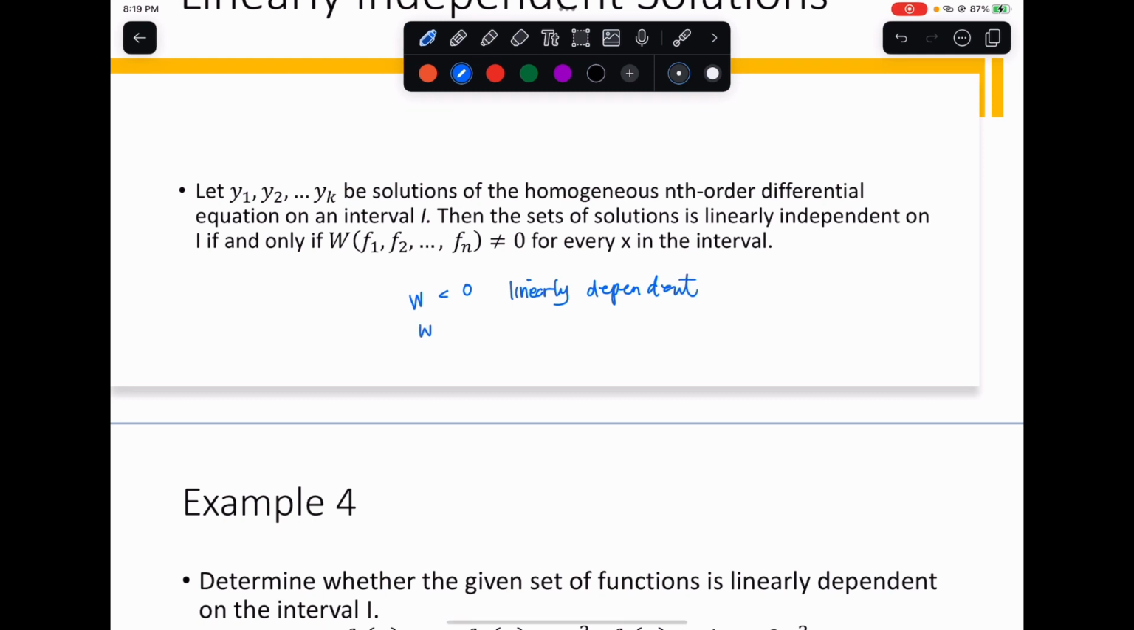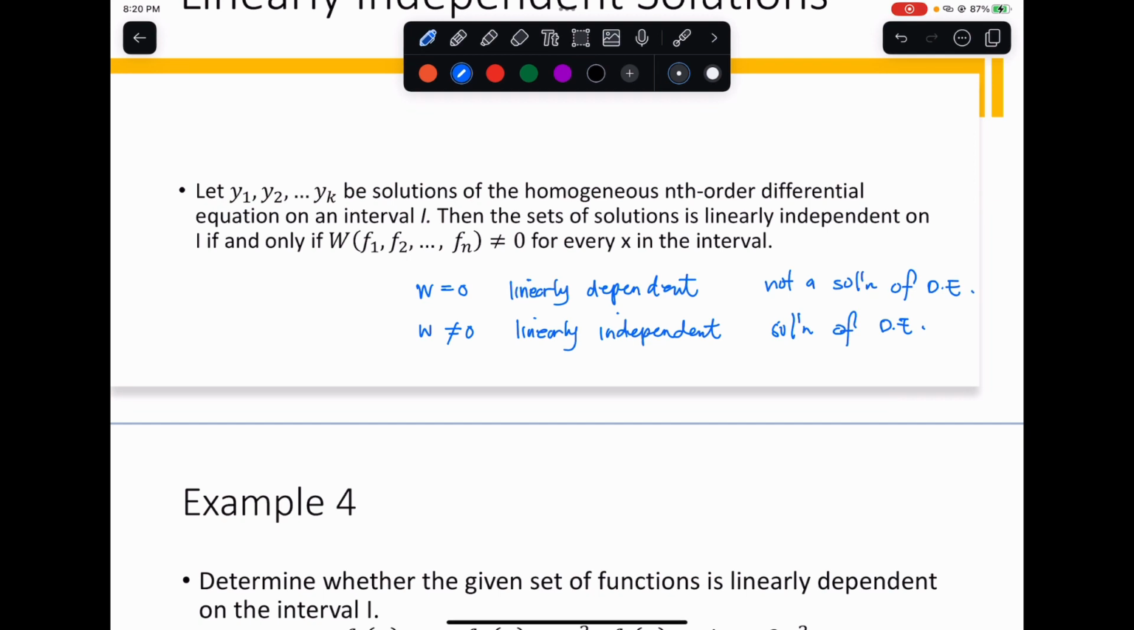But if W is not equal to 0, that makes it linearly independent. So this one is a solution of a differential equation, and this is not a solution of a differential equation. Solutions of differential equations are linearly independent with each other.